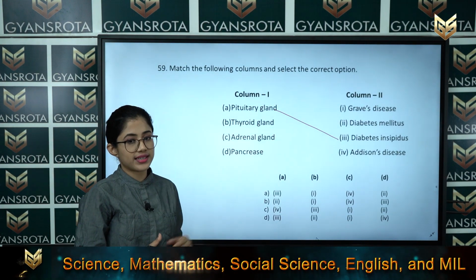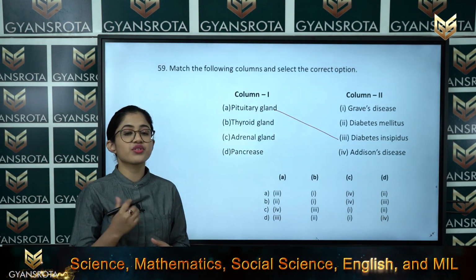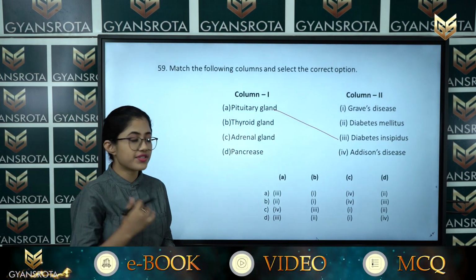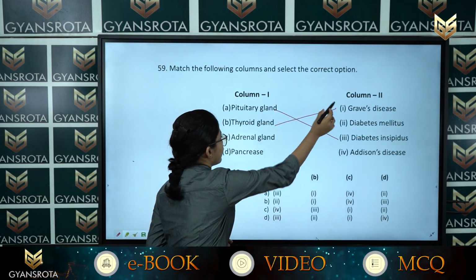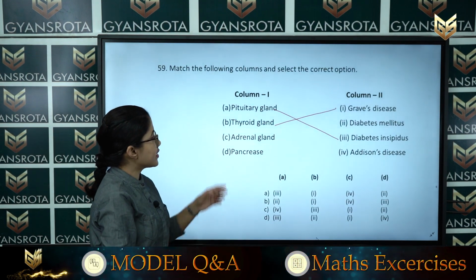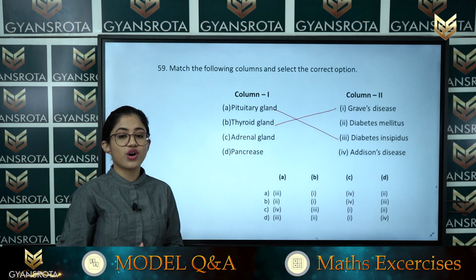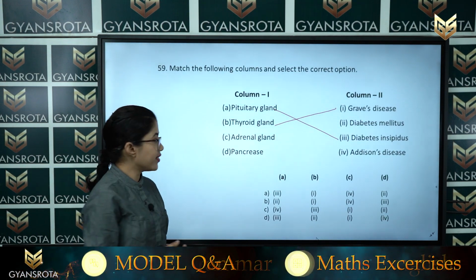Next is thyroid gland. So when there is over secretion of thyroid gland, then it leads to a disease which is called Graves' disease. So it will match with Graves' disease. And the next is adrenal gland. Adrenal gland, it causes a disease which is called Addison's disease, right?